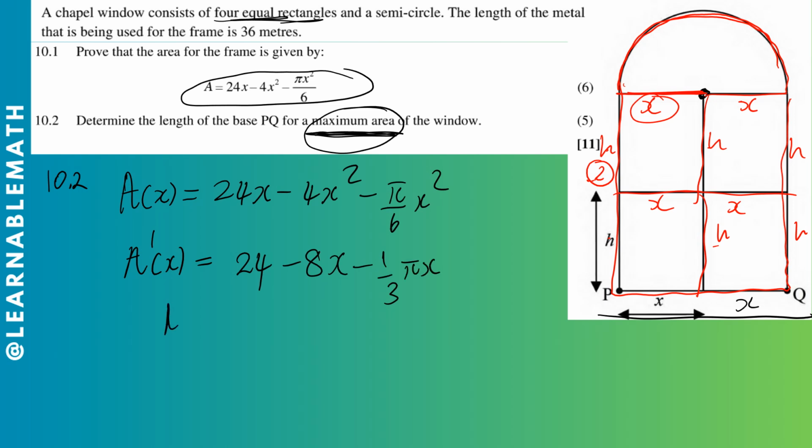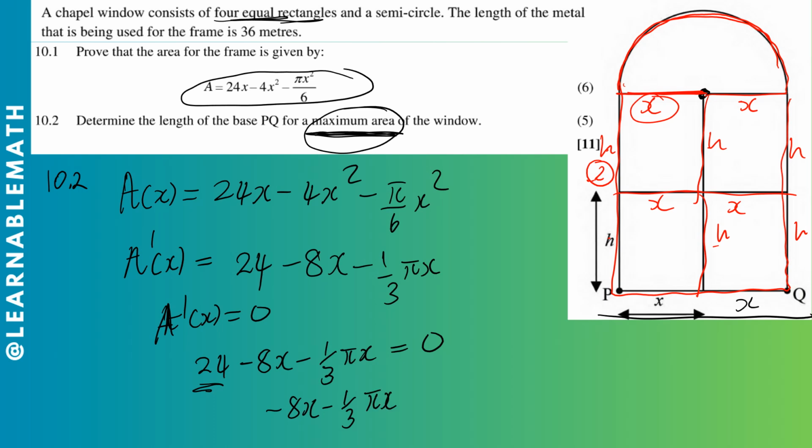Then what do we do? We equate our first derivative to 0, right? Equating this to 0, we have 24 minus 8x minus 1 over 3 pi x is equal to 0. Then we can now finally solve for x, right? How do we solve for x? We can transpose this to that side. We have minus 8x minus 1 over 3 pi x is equal to negative 24, right? Because it is positive, when you transpose it, it will be negative.